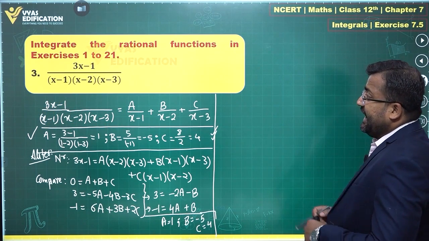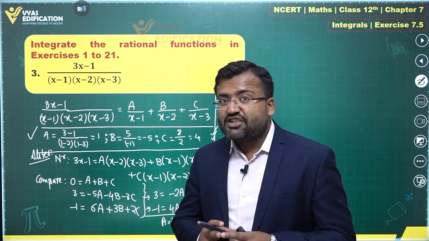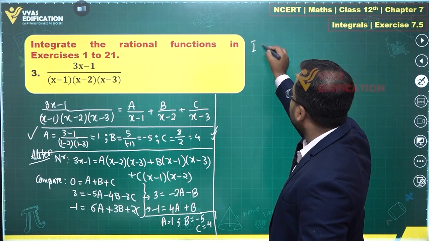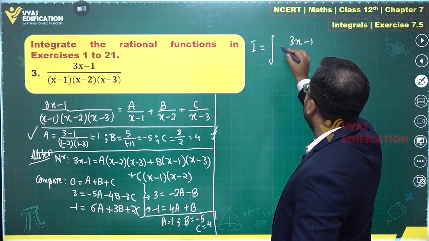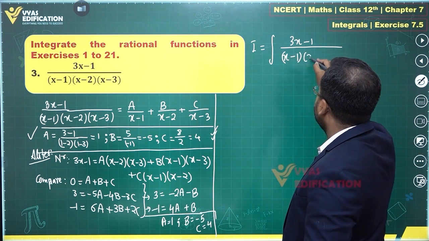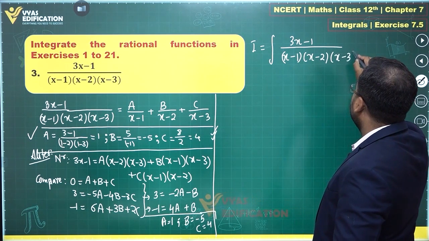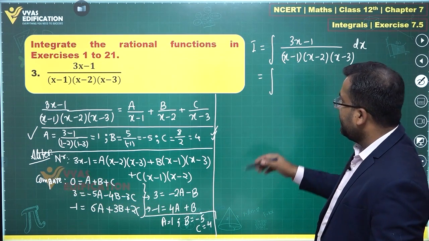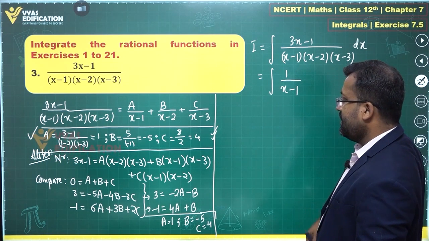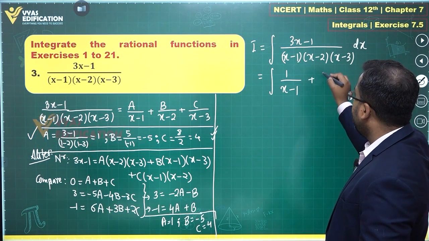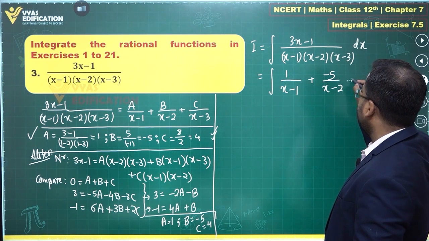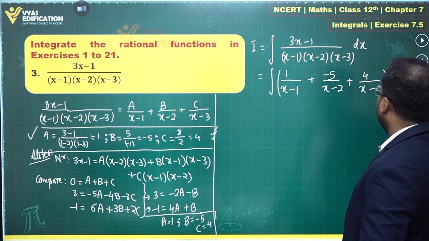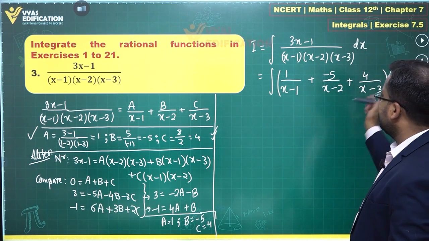So the expression has been simplified into partial fractions. Now is the time to integrate. So I, the integral, is equal to 3x minus 1 upon x minus 1, x minus 2, x minus 3 dx, and this converts to integral of a upon x minus 1, a is 1 upon x minus 1, b minus 5 upon x minus 2 plus c, which is 4 upon x minus 3 dx. And this integral can be separated out.